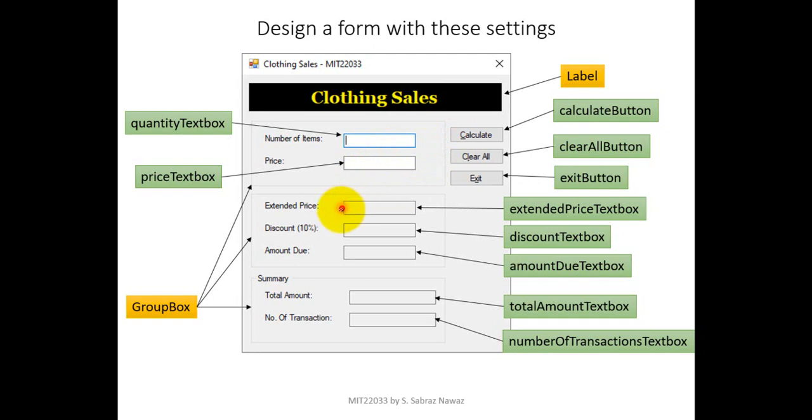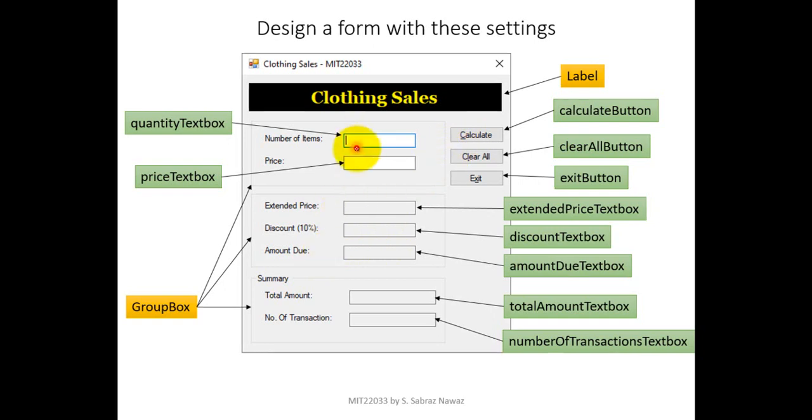And 10% of the extended price, it is called extended price, and 10% of the extended price is added here. And from the extended price, the discount amount of 10% is deducted and the amount due is automatically displayed here. In addition to that, a summary is created for each click of this Calculate button.